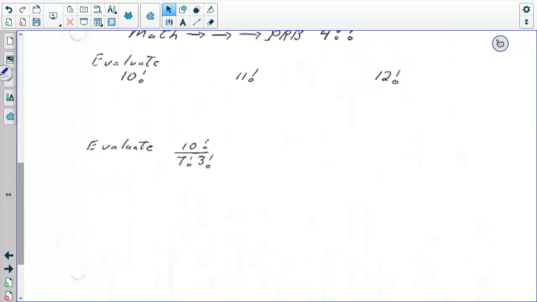So on your calculators, please go ahead and do 10 factorial, 11 factorial, 12 factorial, and then 10 factorial over 7 factorial times 3 factorial.